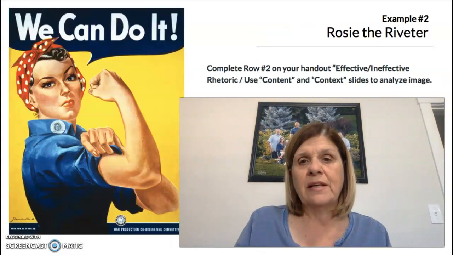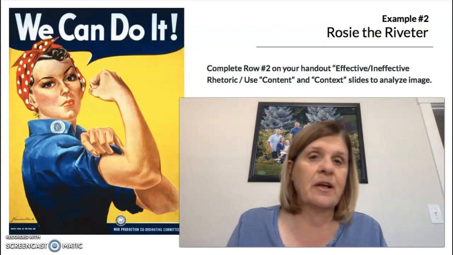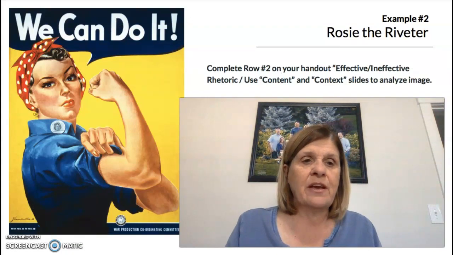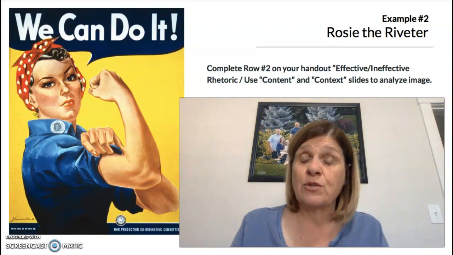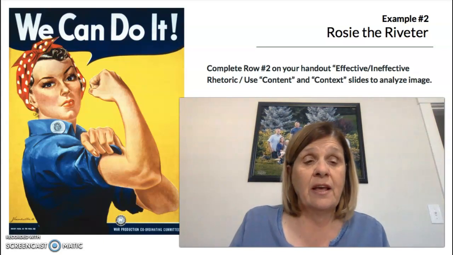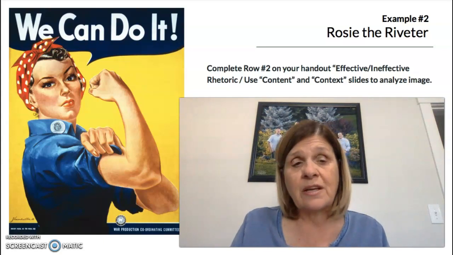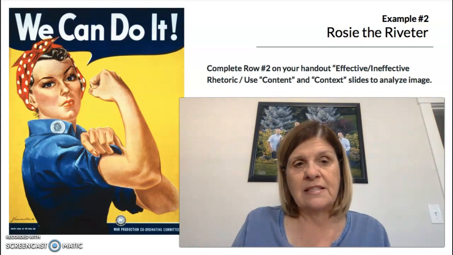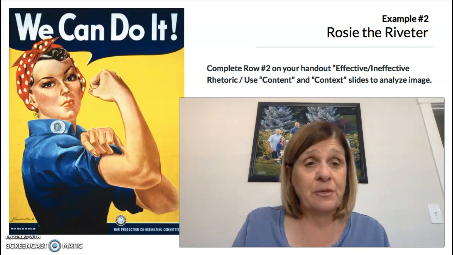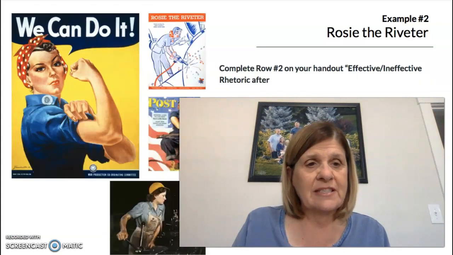The second one is the Rosie the Riveter poster. Do the same thing here. I've added a bunch of resources for those of you who are not here on this slide and the next one, so that you can think about the poster itself to analyze it and break it apart and respond to it in your notes. So there's the second one.